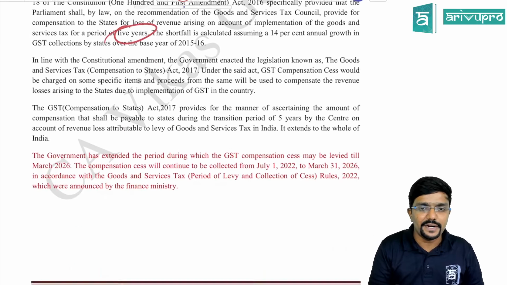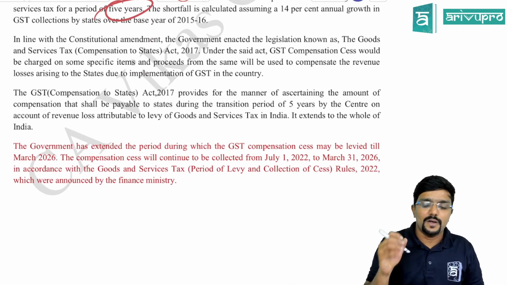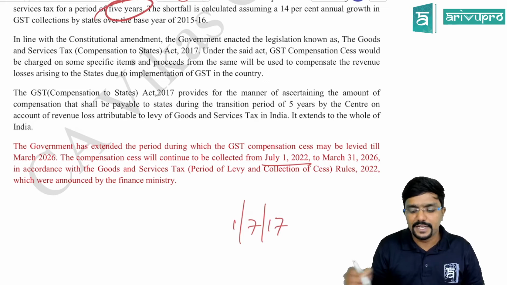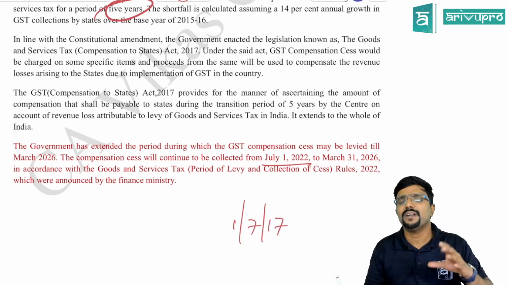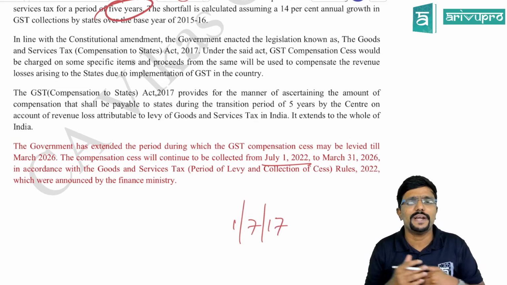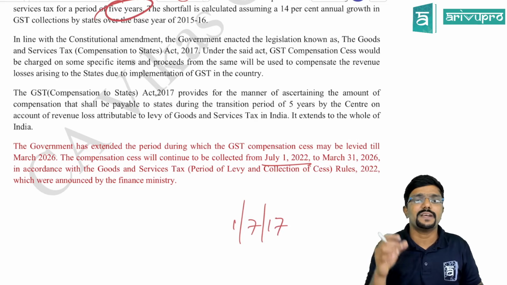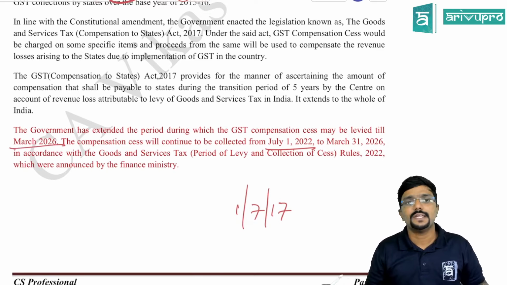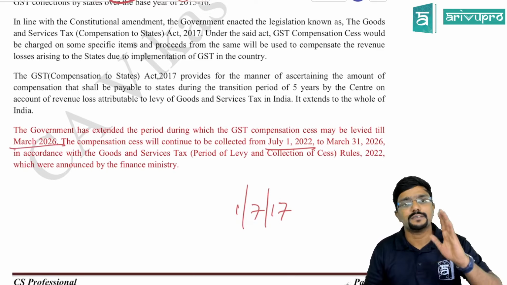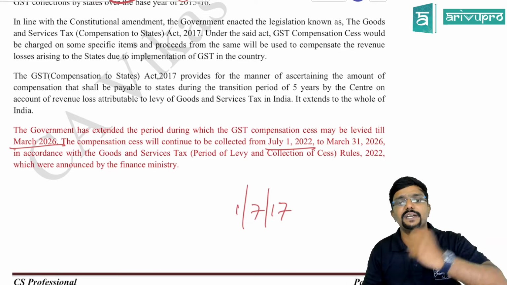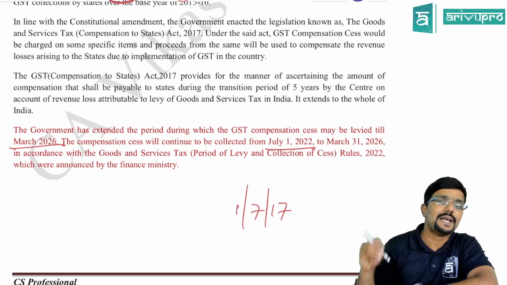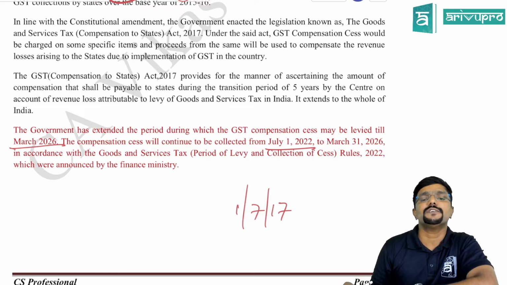And that 5-year period ended when? On 1st July 2022. That is, GST was implemented on 1st July 2017. So this 5 years period ended on 30th June 2022 or 1st July 2022. But now they have extended it till March 2026. Initially it was passed for 5 years. Now they have extended it. Till when? Till 31st March 2026, guys. Clear? So now GST Compensation Cess Act will be applicable till 31st March 2026.